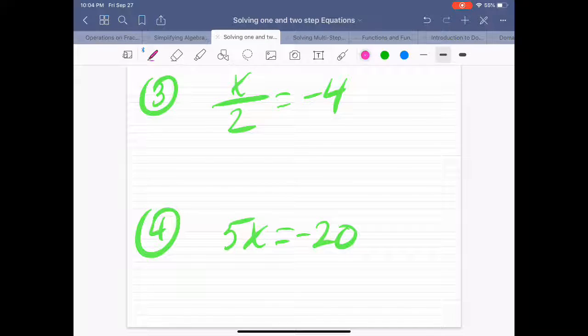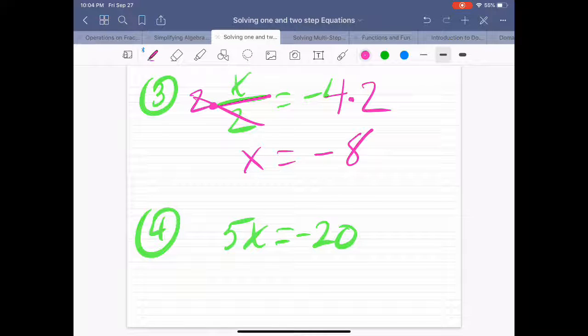In example 3, you have x divided by 2 equals negative 4. The inverse operation of division is multiplication, so multiply by the denominator. What you do on one side, do on the other side. So x equals negative 8.